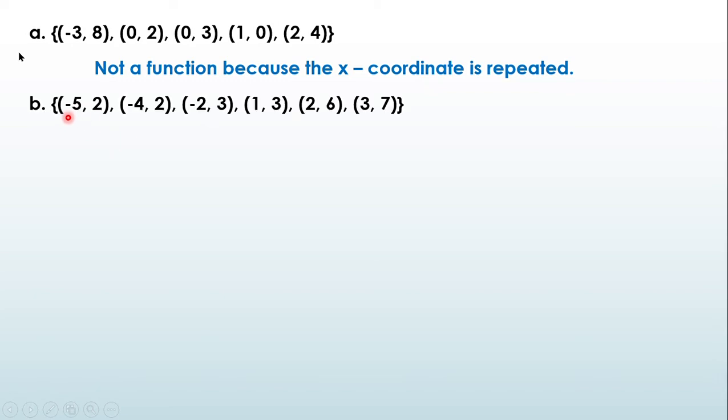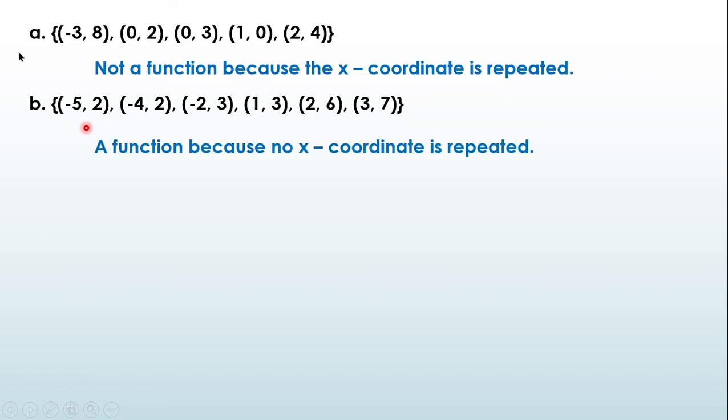Next, for letter B, so our set of ordered pairs with coordinates (-5, 2), (-4, 2), (-2, 3), (1, 3), (2, 6), and (3, 7). Alright, so tingnan natin yung x-coordinate. So we have -5, -4, -2, 1, 2, and 3. So walang x-coordinate that is repeated. So this set of ordered pairs is a function.